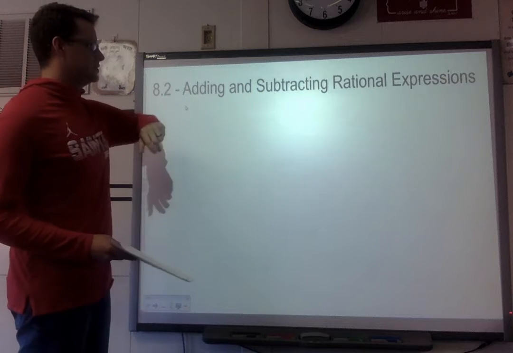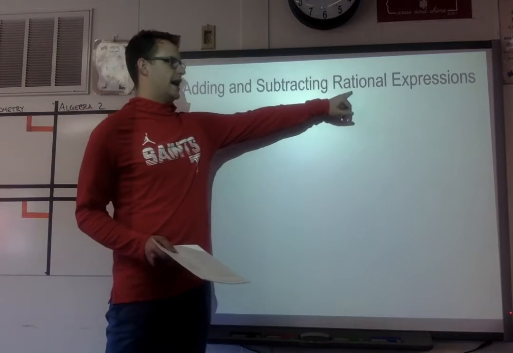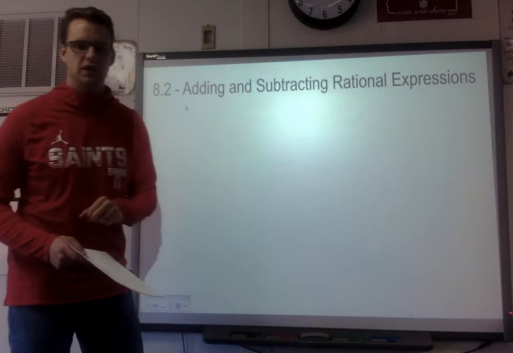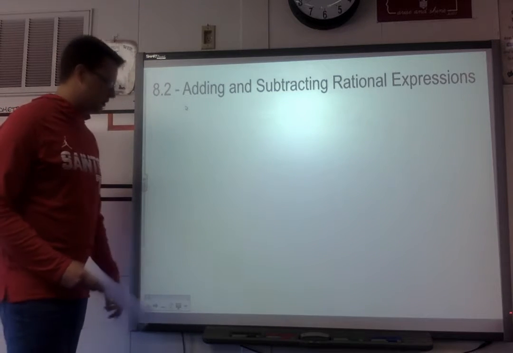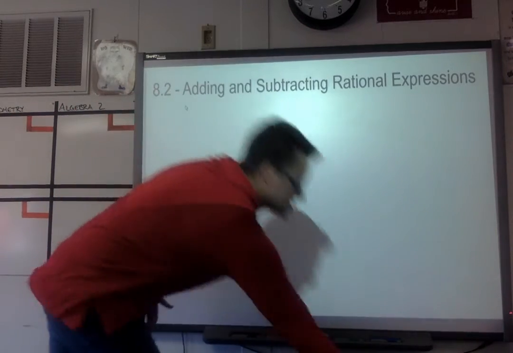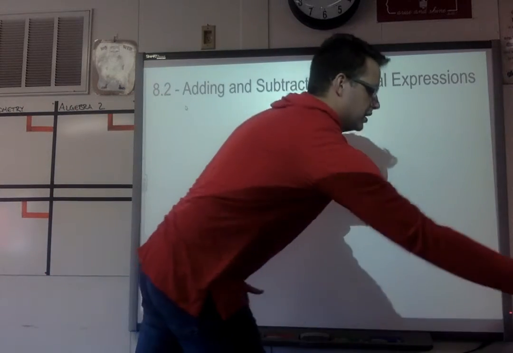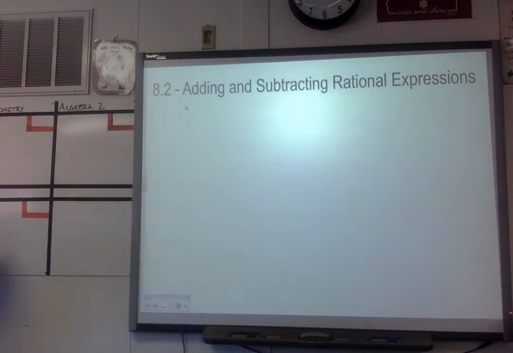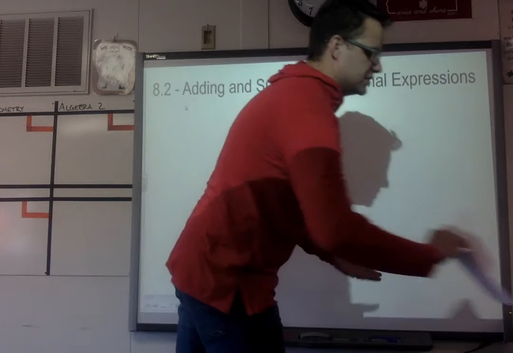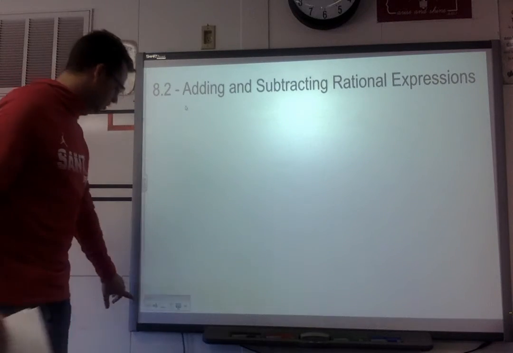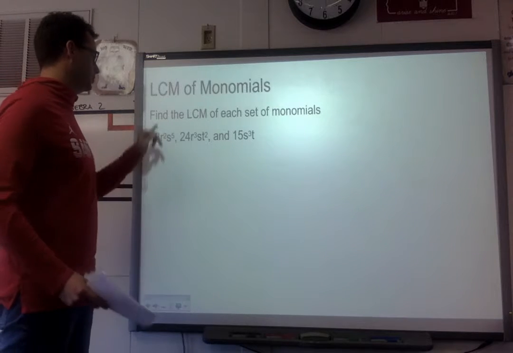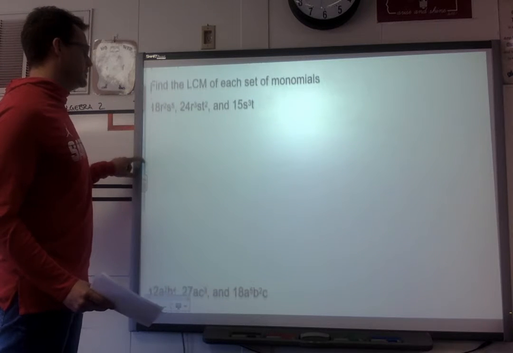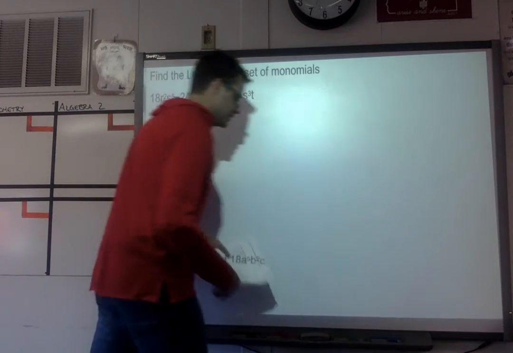So just like adding and subtracting fractions, when we're adding and subtracting rational expressions, we need to come up with a common denominator. So the first thing we're going to talk about here, in order to start learning how to come up with our common denominator, is how to find the least common multiple of two or more monomials. So finding the least common multiple of each set.